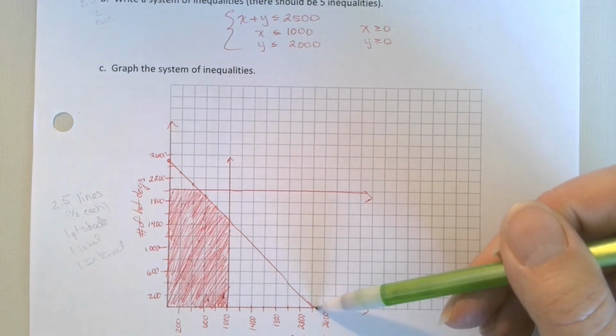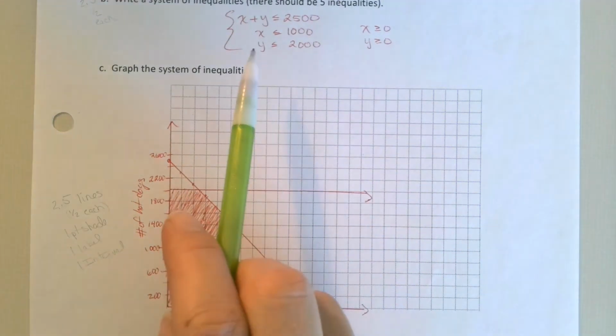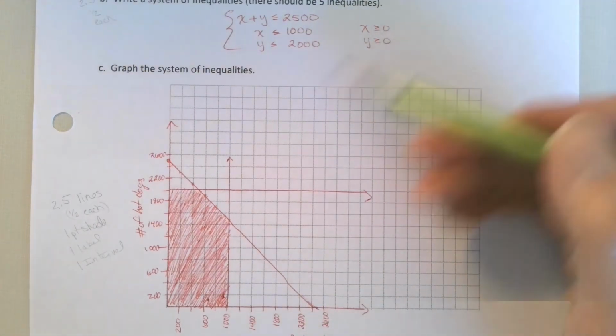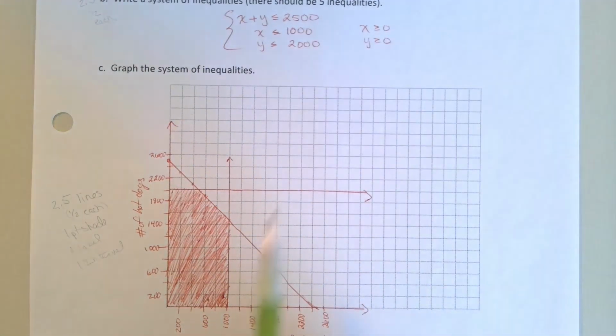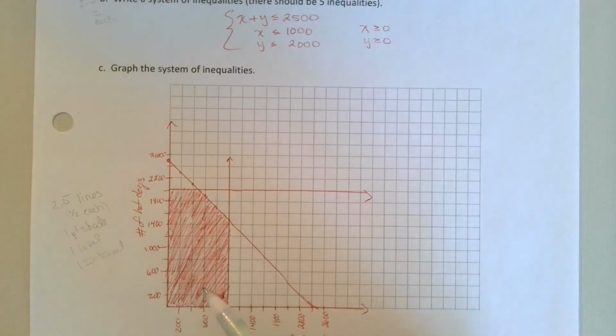Now that I've taken care of that line, and both of them are less than, we're shading down. I looked at my vertical line, cut it right through here at 1000, and my other one at 0. Make sure that's shown even though it's an axis. I came back and did my horizontal line at 2000, shading below and greater than 0. So my shaded regions are in here.